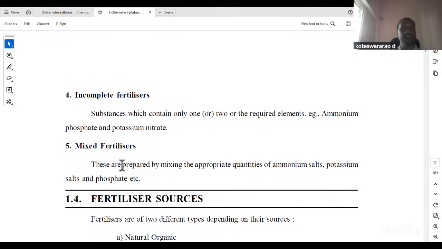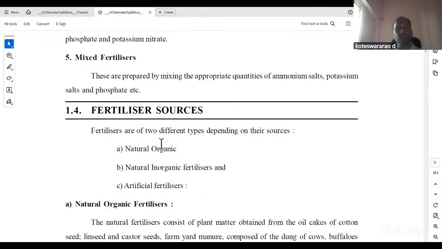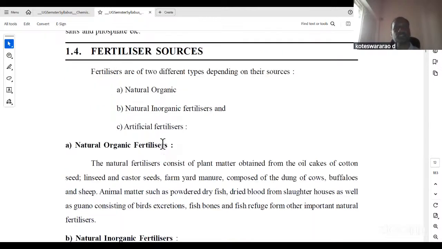Mixed fertilizers are prepared by mixing appropriate quantities of fertilizers like ammonium fertilizer, potassium salt fertilizer, and phosphate. Fixed quantities are mixed and applied on the soil to maintain the nutrient concentration in the soil for cultivation. Next, fertilizer sources. Fertilizers are of two different types depending on their source.